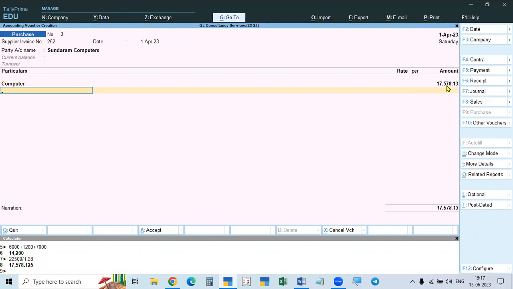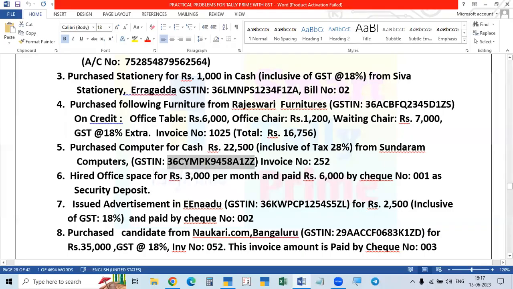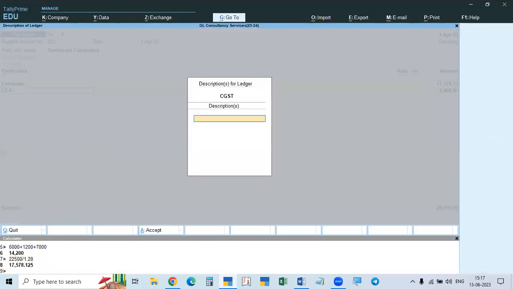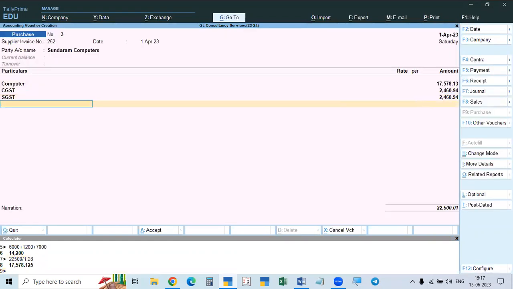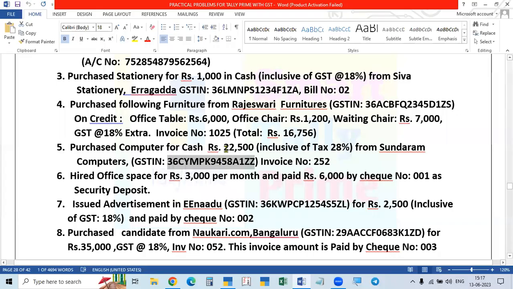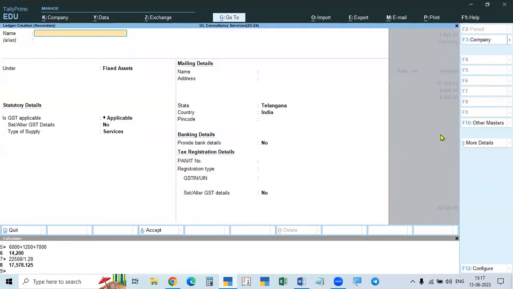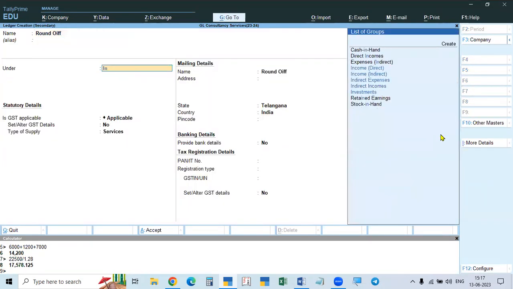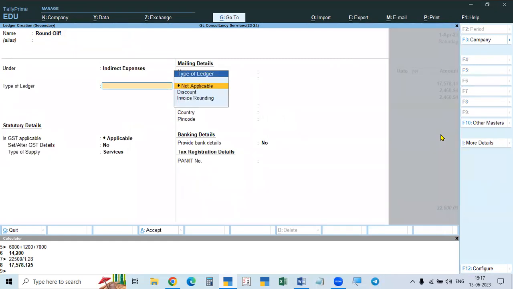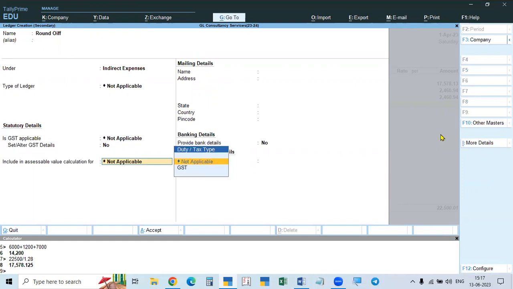Then you can give, see here, the same state. So CGST, SGST, see, including this tax, the total amount is 22,500. That is the taxable value, 22,500. But there is 1 paisa difference, so it is better to round off. So here you can create a round off ledger. It is an indirect expense only. And here there is no tax for this, so not applicable.